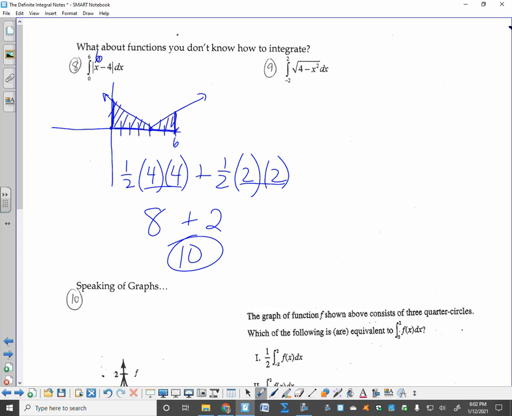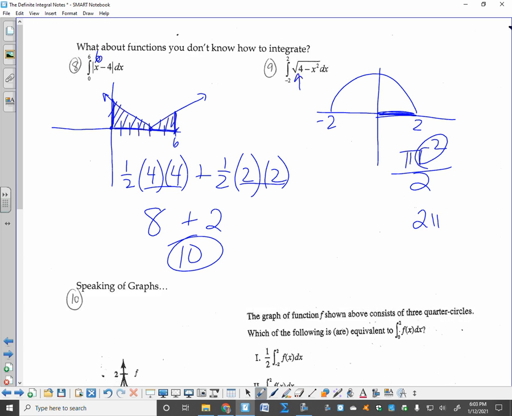This guy, I feel like we did this. He's the half circle, negative 2 to 2. He is radius 2 because there's a 4 right there. So pi r squared over 2 because it's a half circle. So radius here is a 2, so that would be a 4. 4 pi over 2 is 2 pi, so his area is 2 pi. I feel like we just did that one. Oh, we did. A page ago. All right.